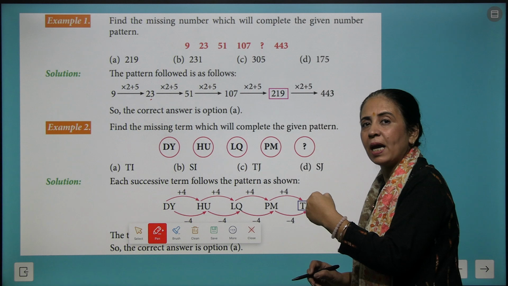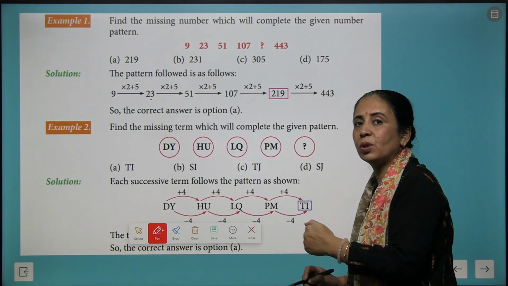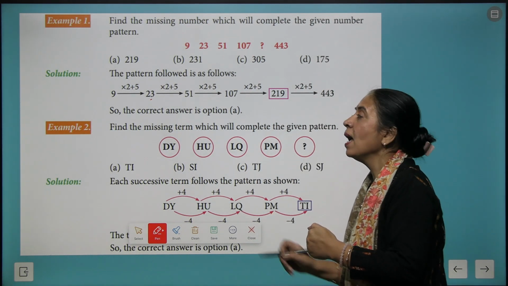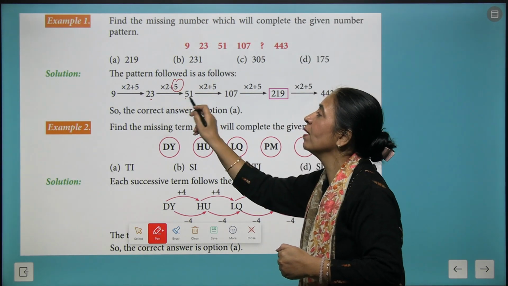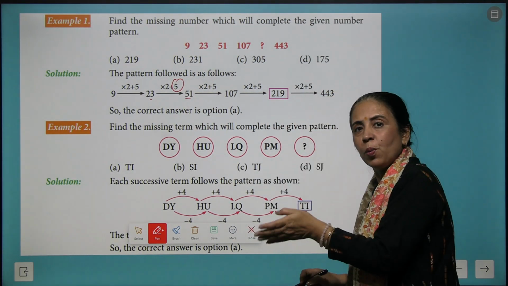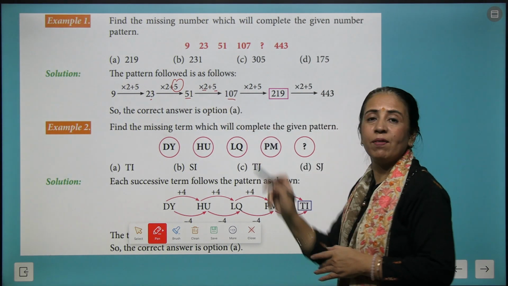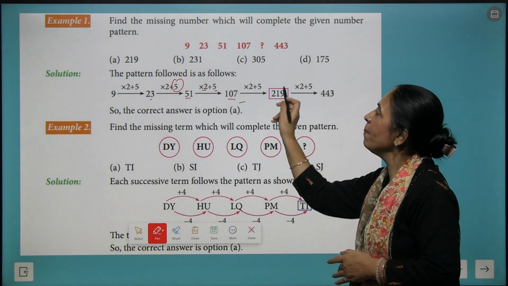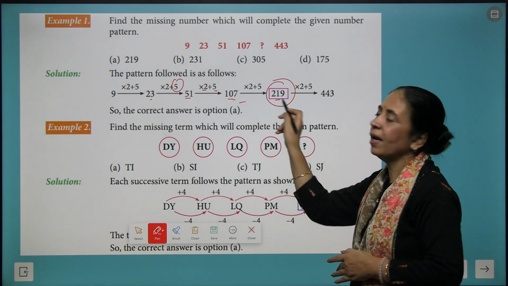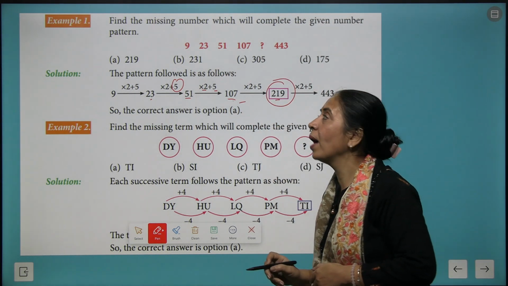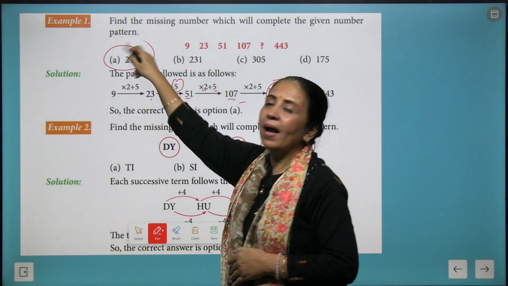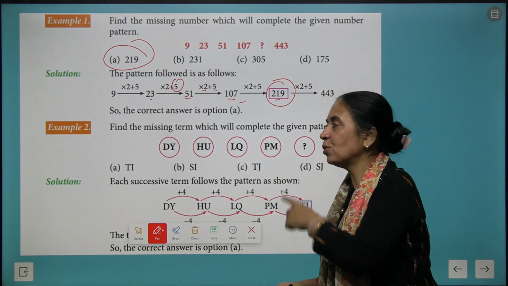Now let's follow the same pattern. 23 2 times makes 46 and 46 plus 5 gives you 51. 51 times 2 gives you 102 and 102 plus 5 gives you 107. Similarly, we got another number, that is 219, and A is the right option.